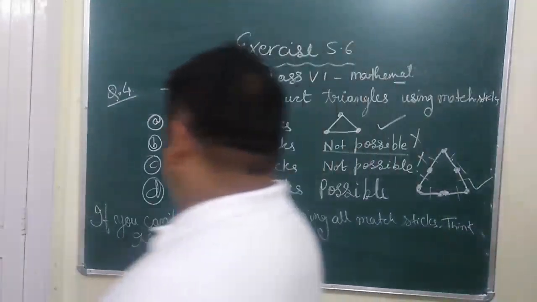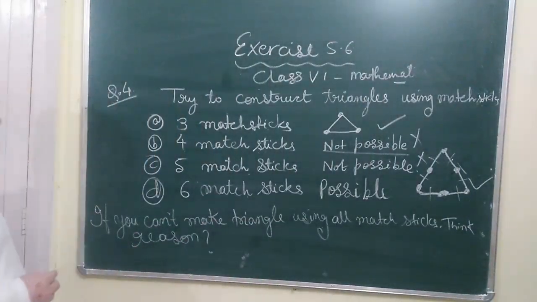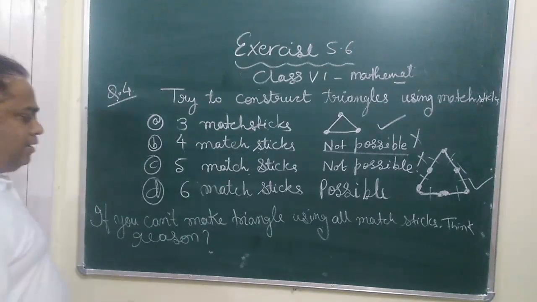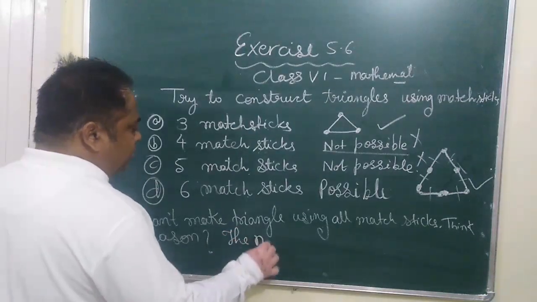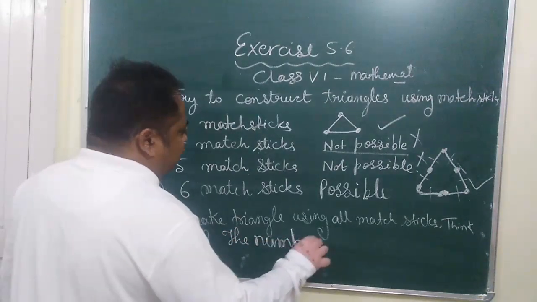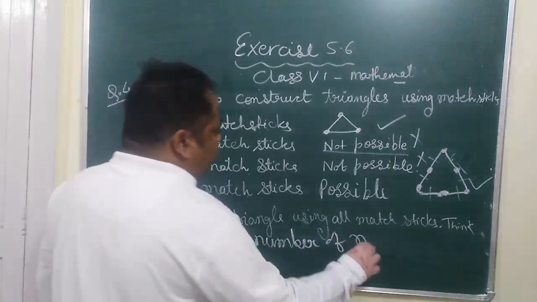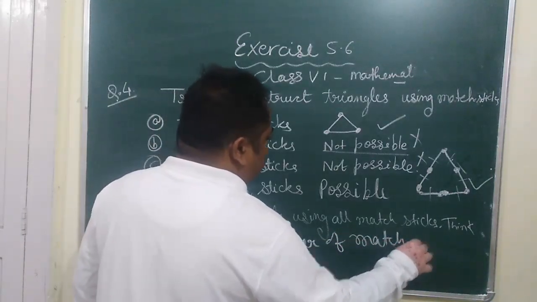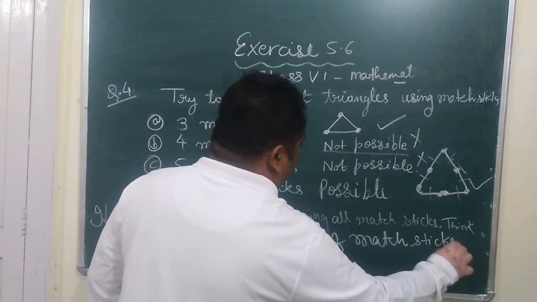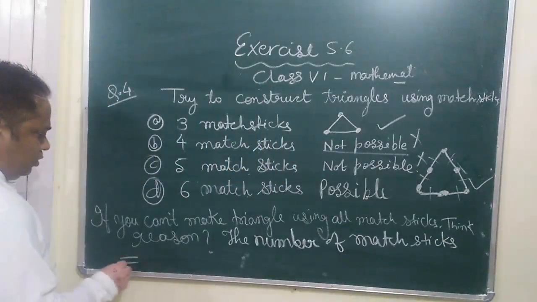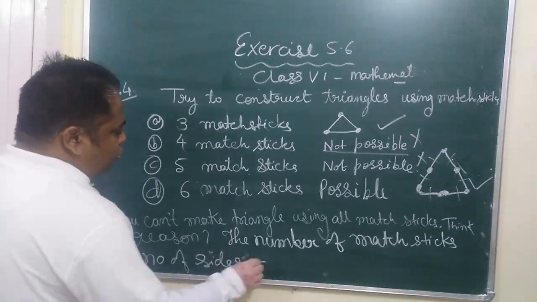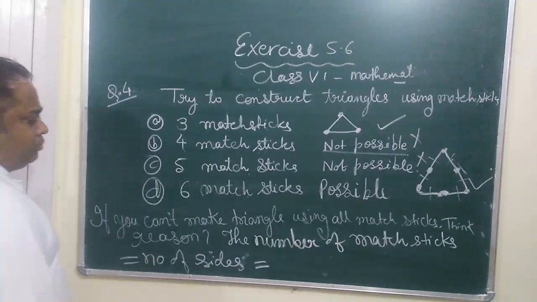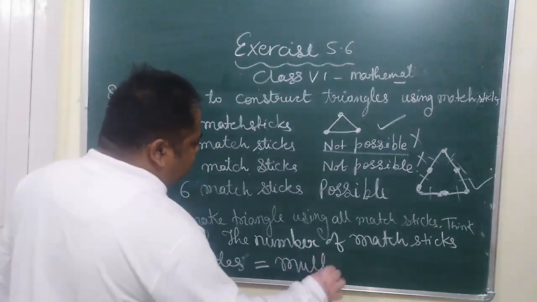Now, if it is not possible, you have to give the reason. If you cannot make triangles using all matchsticks, think of the reason. So the reason is that the number of matchsticks required, which is equal to the number of sides, should be a multiple of 3.